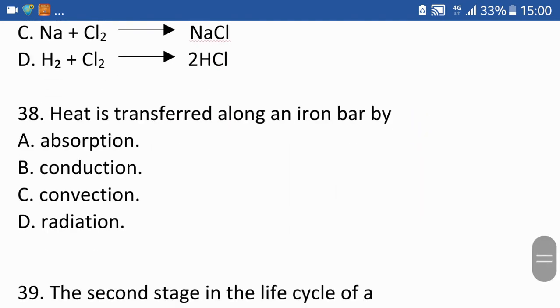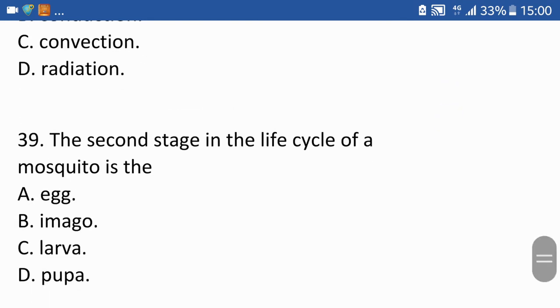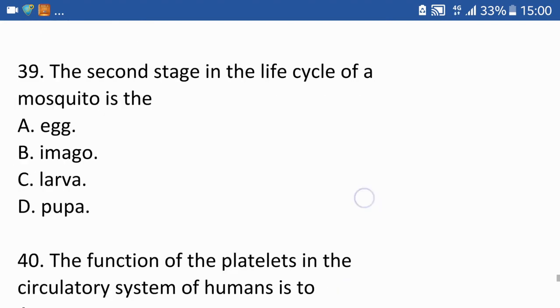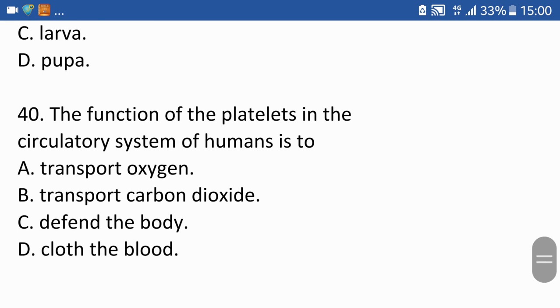Heat is transferred along an iron bar by. 39. The second stage in the life cycle of mosquito is. 40. The function of platelets in the circulatory system of humans is.